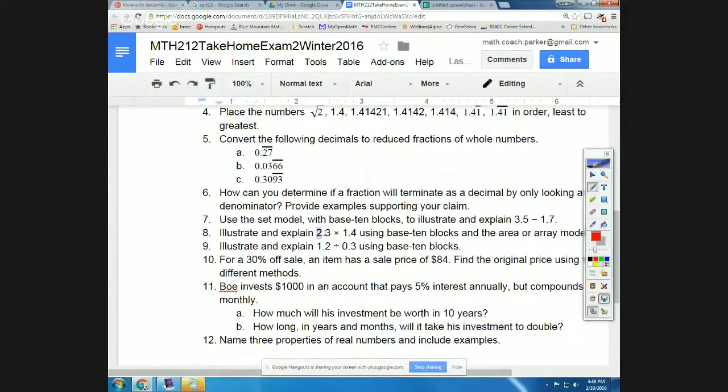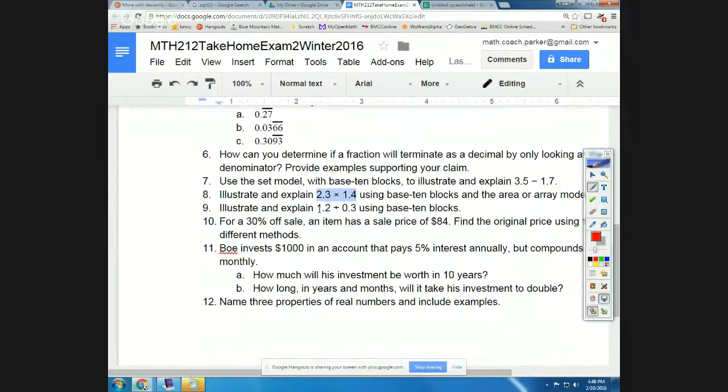Show me pictures of 2.3 times 1.4, like what was that, activity 6? And then we talked about how to use base 10 blocks to do division. We can practice these on Monday. Percent off we went over on Monday. Investments we went over Monday and today. And then this is a question from 8.1, which I haven't talked about, but you're going to read about, and we will talk about on Monday. Okay, so this is the take-home test.